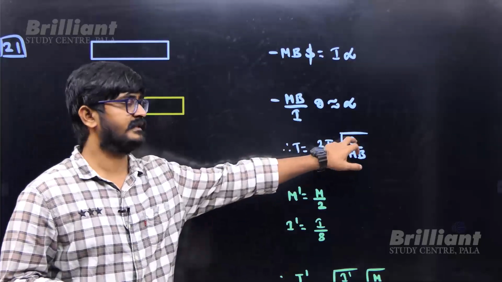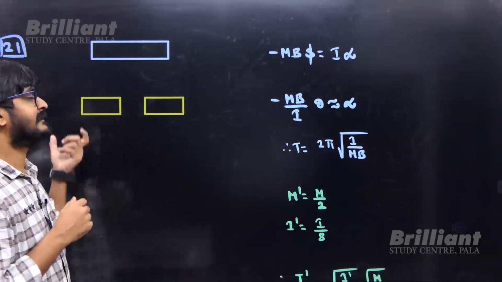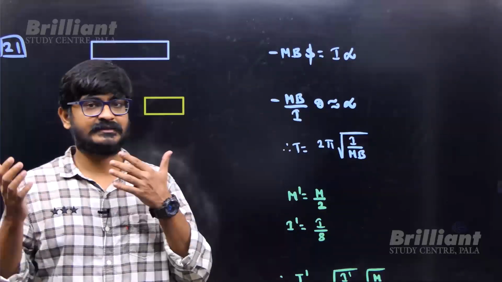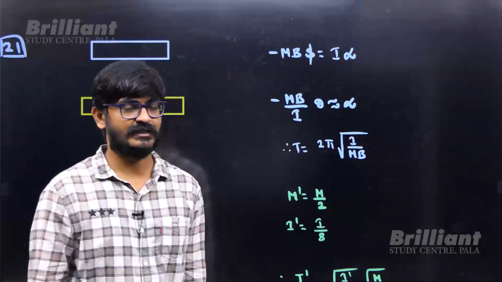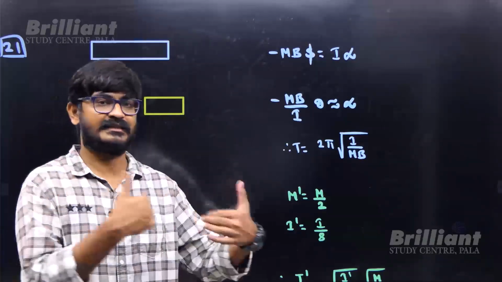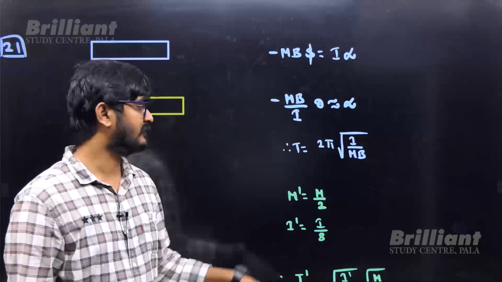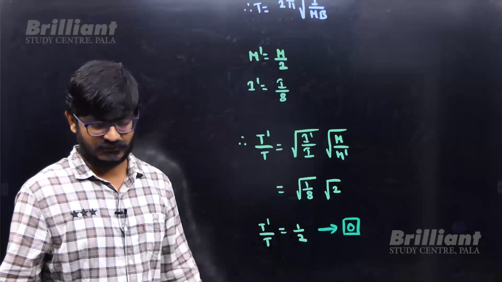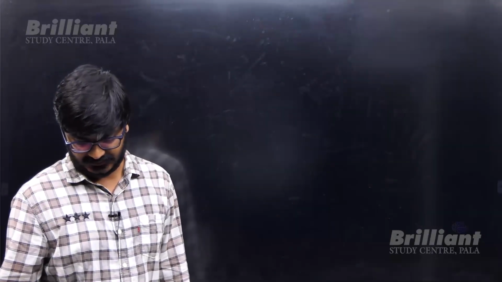At the same time, the moment of inertia. Mass is becoming half, length is becoming half. Moment of inertia has dimensions of mass times length squared. Mass is becoming half, length is becoming half, so the moment of inertia will become 1/8 times. From there you can take the ratio of the new time to the old time, and you will get the required answer.